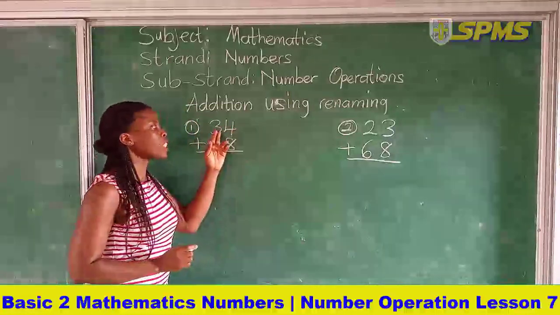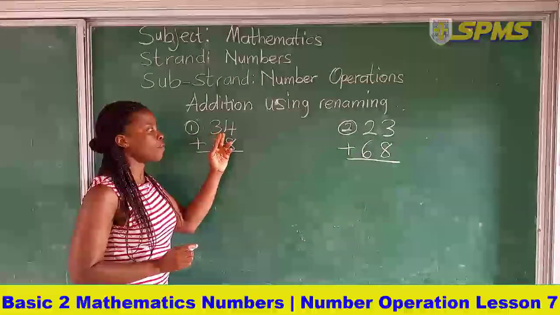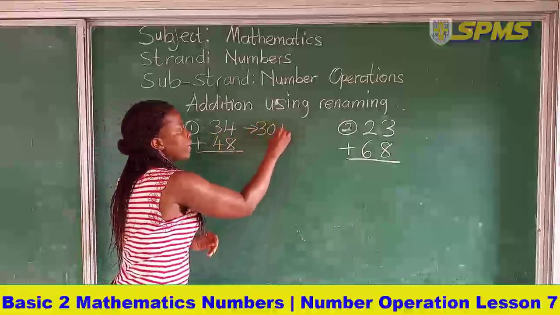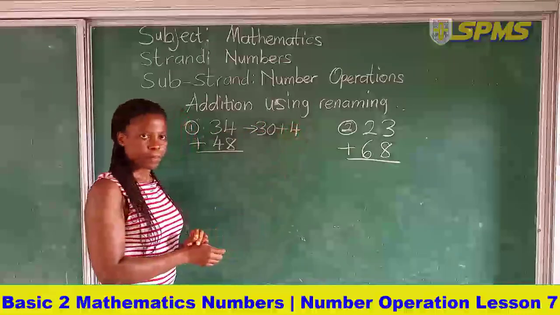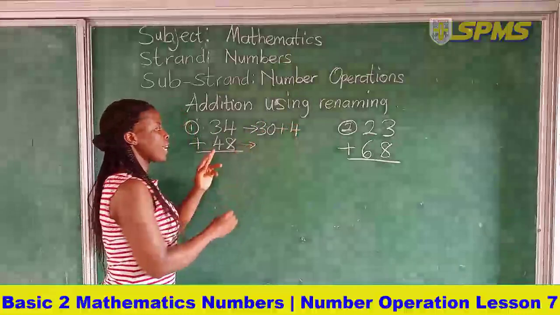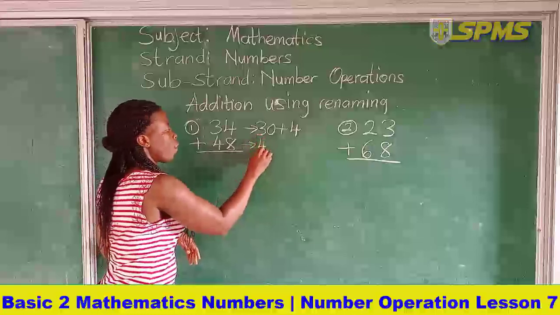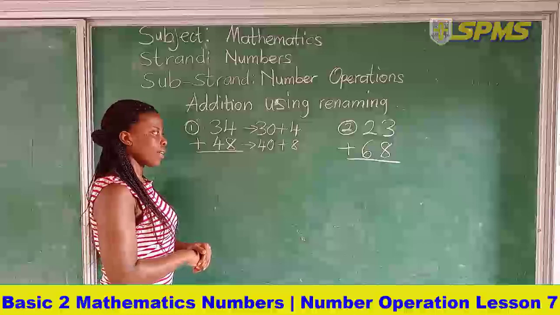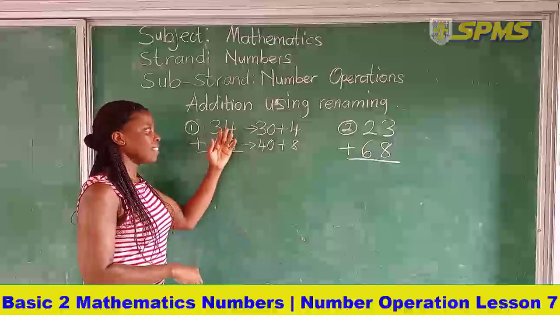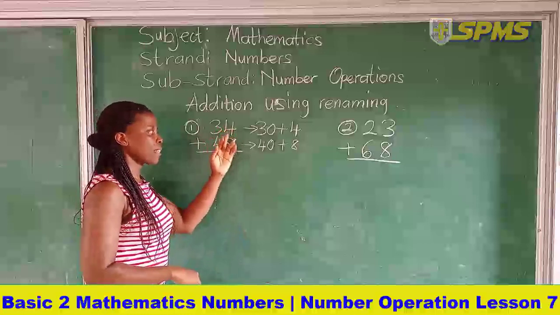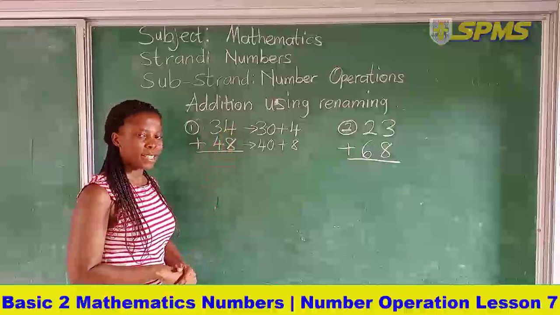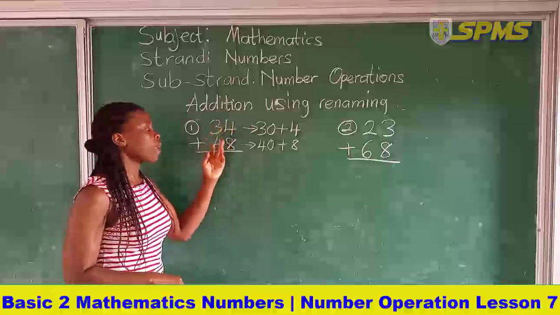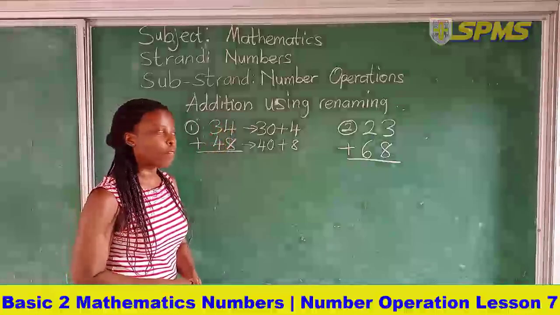So if you try to expand these two numbers, 34, what are you going to have? 30 plus 4. Let's expand 48. 40 plus 8. Okay, let's add these two numbers. Let's put it together and see what we will get. So 8 plus 4 or 4 plus 8 will give you 12.